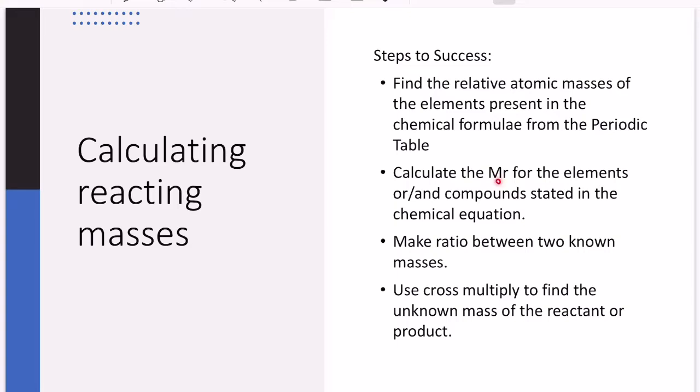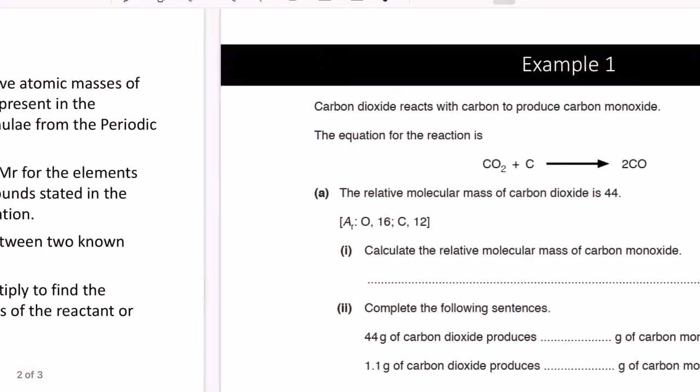Mr means the relative formula mass or relative molecular mass for the elements and the compounds stated in the chemical equation. Next, you need to be able to make a ratio between two known masses. Later I'll show you how. And lastly, you'll need to be able to use cross multiply to find the unknown mass of the reactant or product. Okay, this one also I'll show you how.